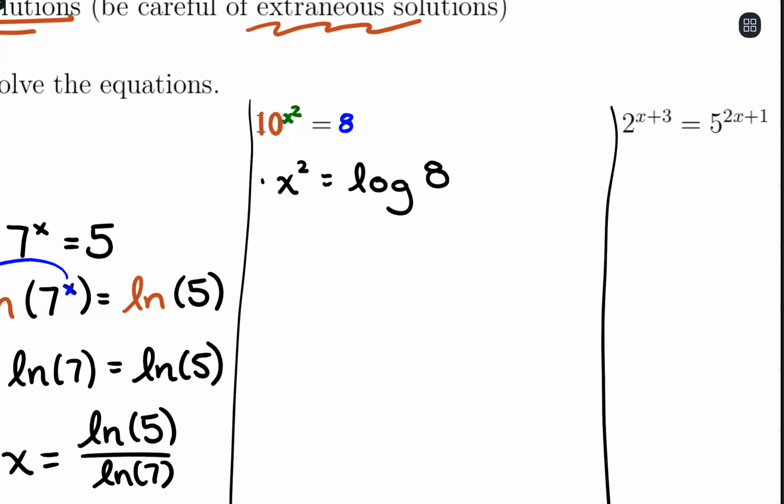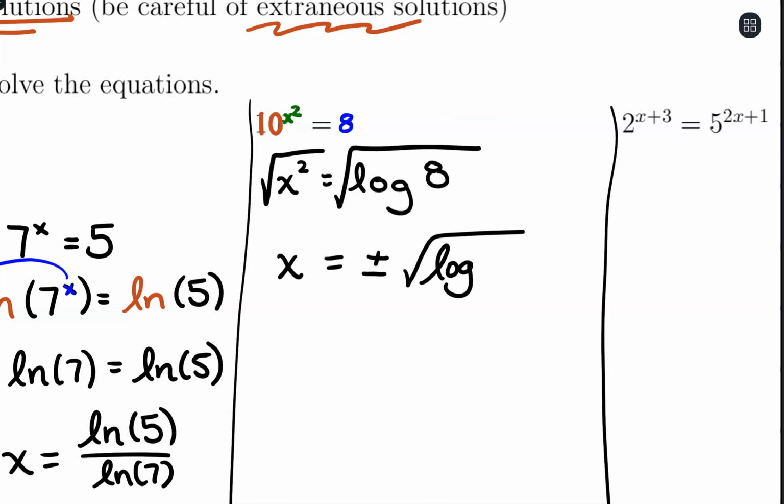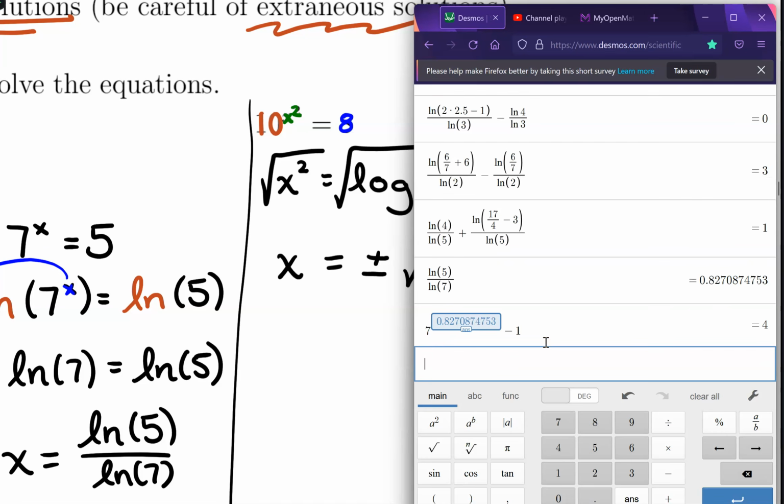And then what we're going to do is take the square root of both sides, which whenever we do that, we're going to end up with plus or minus. So I'm going to have plus or minus the square root of log base 10 of 8. And with that, we're going to go to the calculator. So I want the square root of log of 8, which is 0.9503.